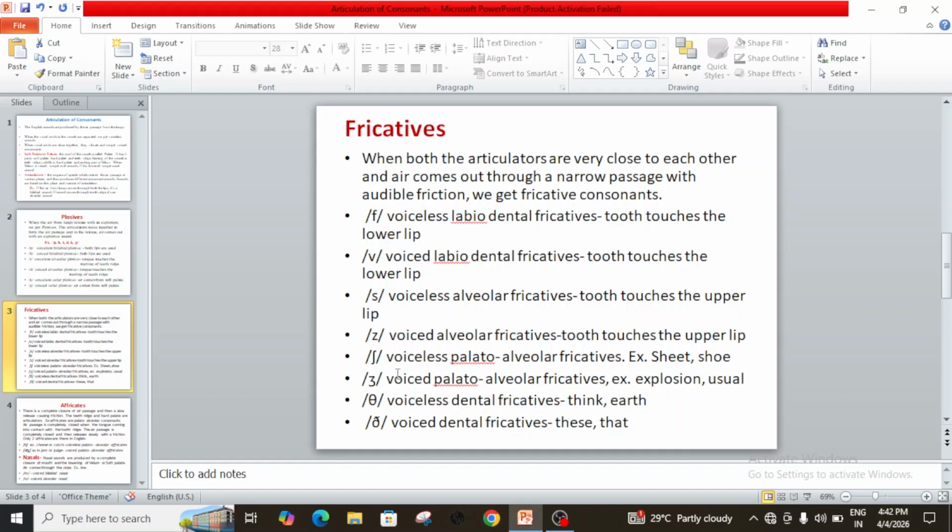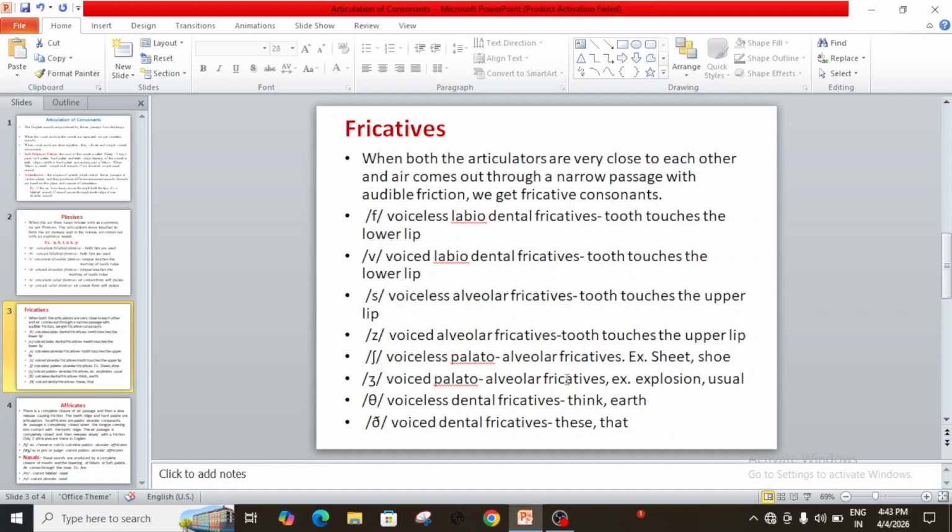Next one is sh. Not sha, but sh. It is a voiceless palato-alveolar fricative. That means there is no vibration of vocal cords, but the air comes from the soft palate, and there is the involvement of the tooth ridge, so it is called a palato-alveolar fricative.